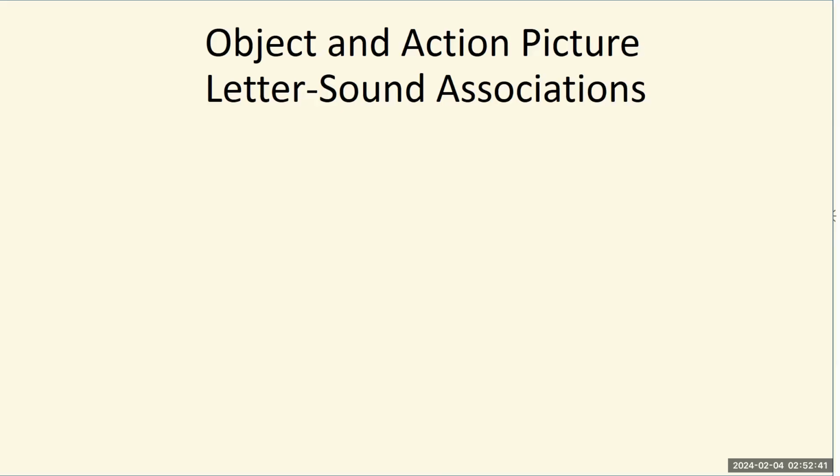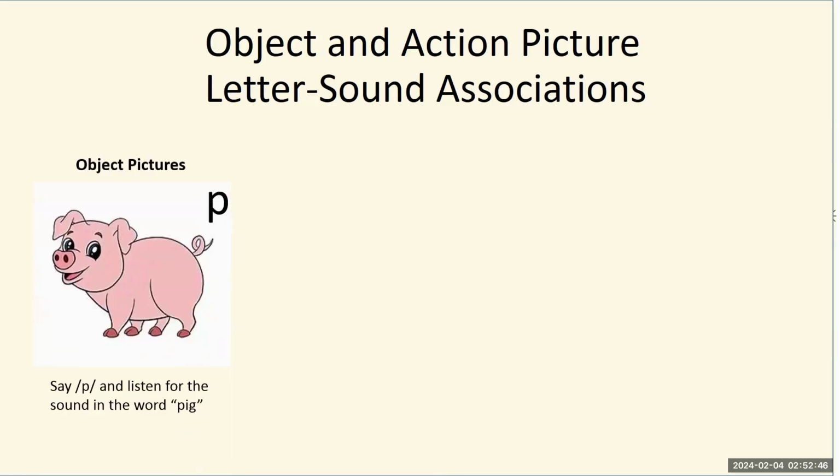Object and action picture letter sound associations is a common approach. These are the ones that you see in word walls in every classroom, and you also see them in many of the worksheets and activities that children are expected to do when they are learning letter sound associations. So an example of the first type is a picture of an object and its associated letter. So we see the letter P and we see the pig. The task is to say P and listen for the sound in the word pig.